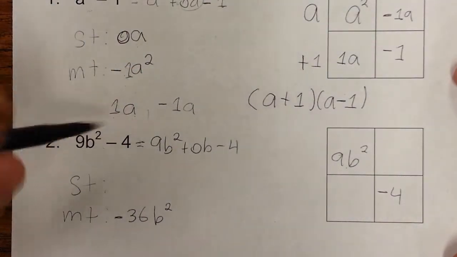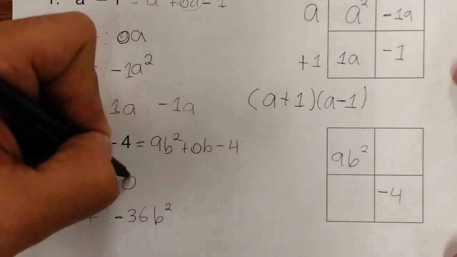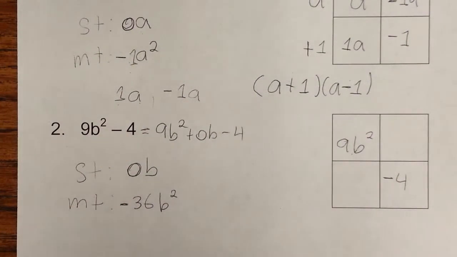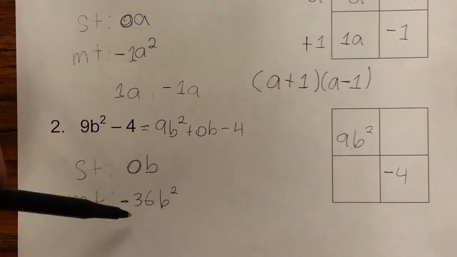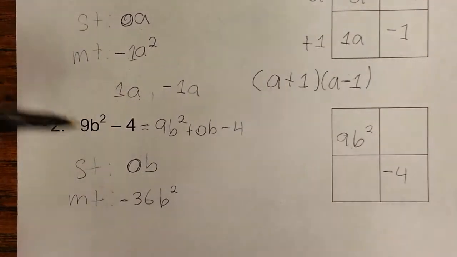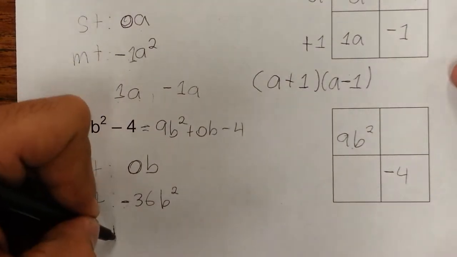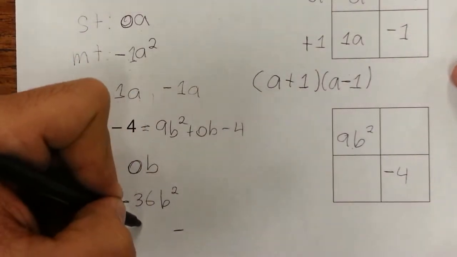Now I need to think. I've got my sum as 0b at our middle term. Now we've got negative 36b squared. So let's think. Since it's a negative product, one of them is going to be positive and one of them is going to be negative. They're both going to have b's.